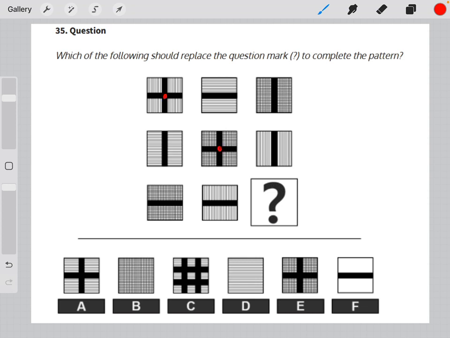We have 2 appearances of the cross, 3 appearances of the horizontal line, and 3 appearances of the vertical line. So what we're missing is another cross. Answer choice A.